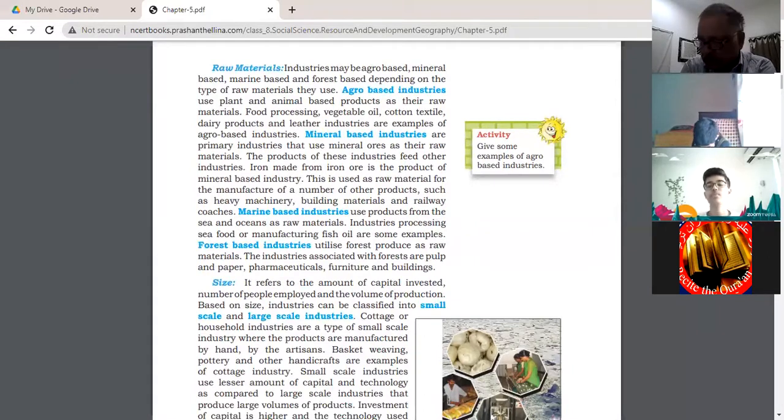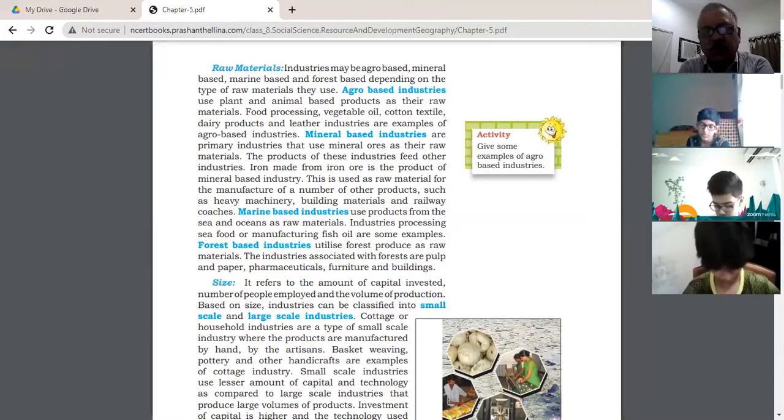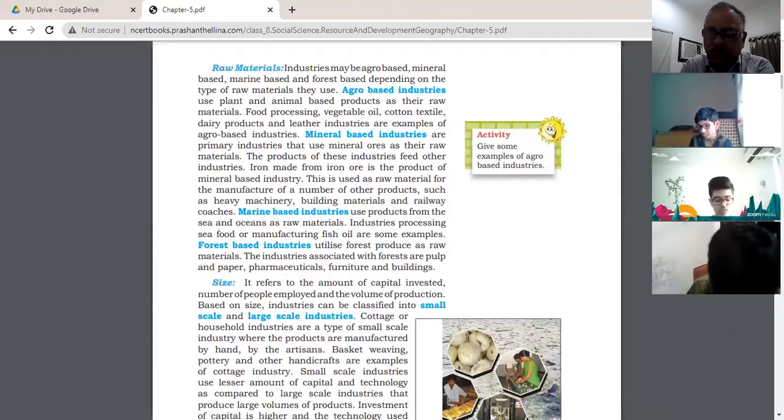Then there is forest-based industry, which uses the product which we get from the forest as raw material, like pulp and paper, pharmaceuticals, that is medicine, furniture, building, because we get the timber or wood from there. Rubber is there. Many things we are getting from the forest. So those industries are known as forest industry. So that is the classification on the basis of raw material: agro-based, mineral-based, marine-based, forest-based.